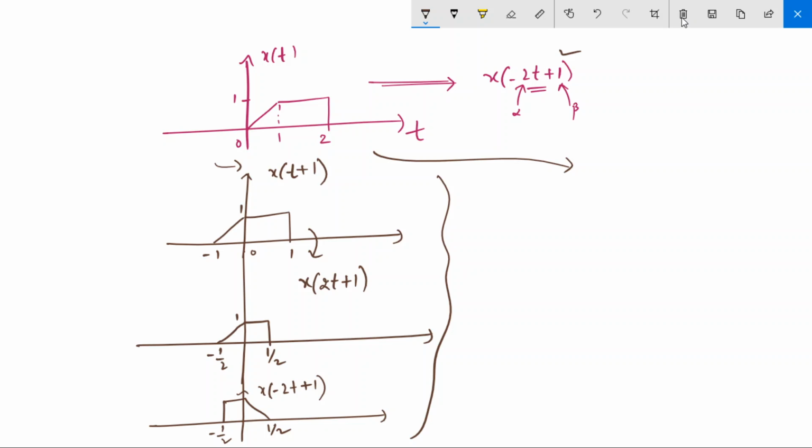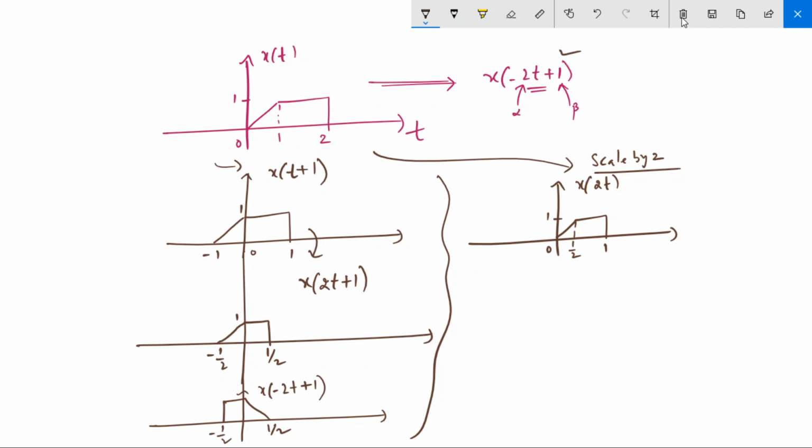Okay, now I can also get x of minus 2t plus 1 using any other methods, starting from first folding or scaling. I will just take one example in which we start from scaling first. Okay, I first scale by 2 this signal. What will be my output? It will be x of 2t. So this signal will be compressed in time. It means it will become 0, 1 by 2 and 1.